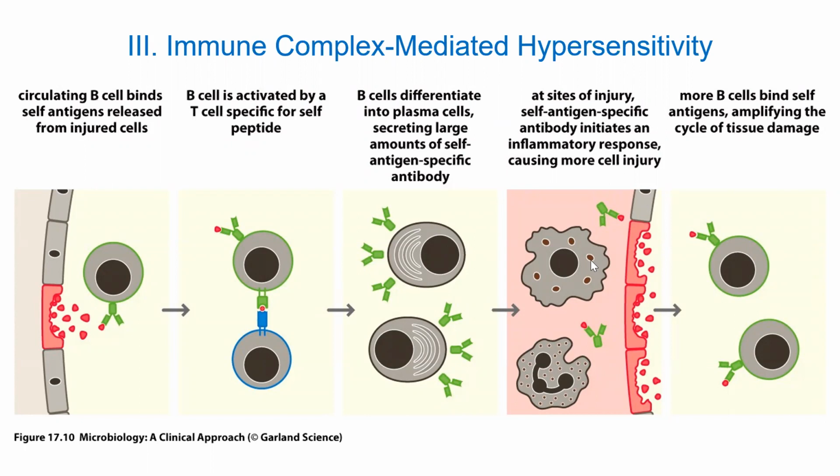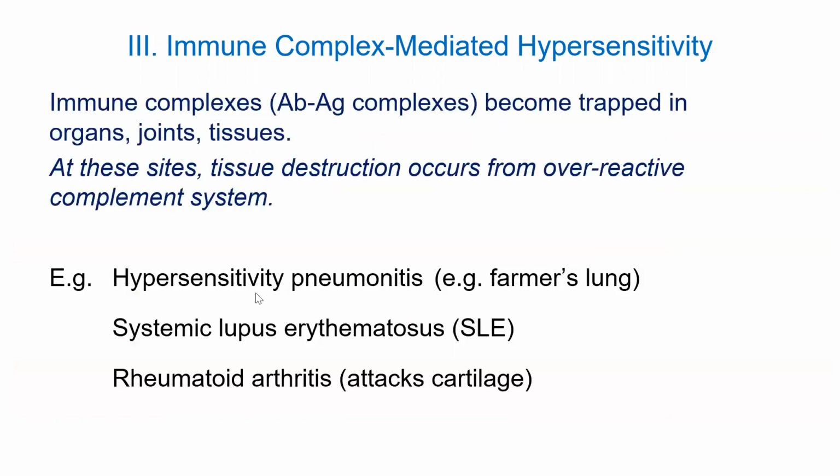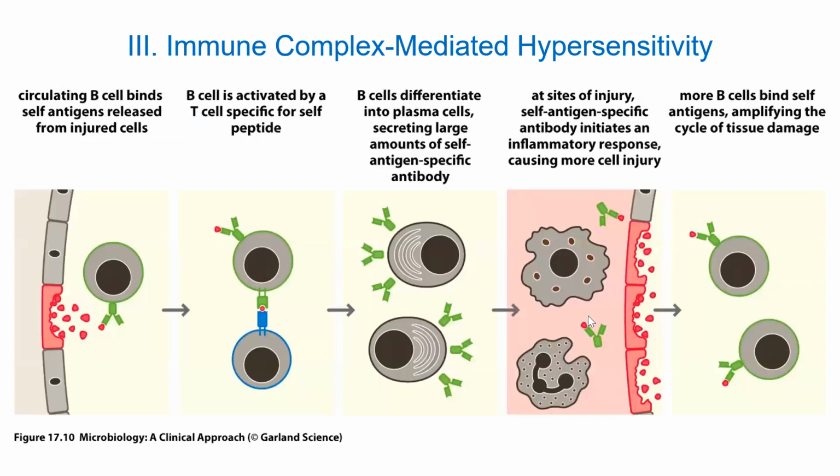And so, like I said, there's a bunch of these things. Farmer's lung, I don't know a lot about farmer's lung. I imagine they're getting exposed to something. I'm not sure if it's hay dust or what it is, but it's causing some issues with the farmer's lung. And lupus is another example of those.